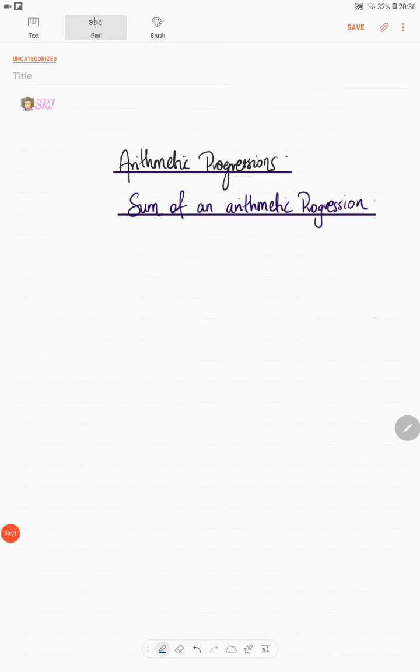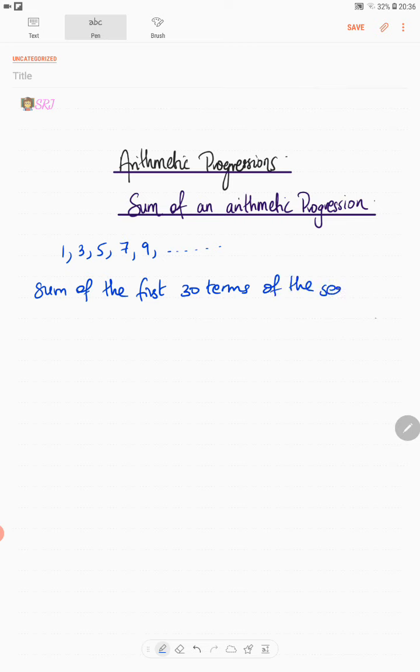We continue our lesson on arithmetic progression. This time we will have a look at the sum of an arithmetic progression. Suppose we have to find the sum of this sequence. We have to find the sum of the first 30 terms of the sequence.